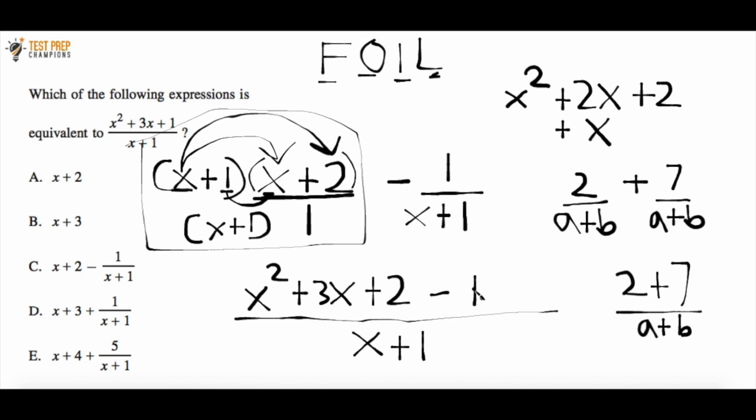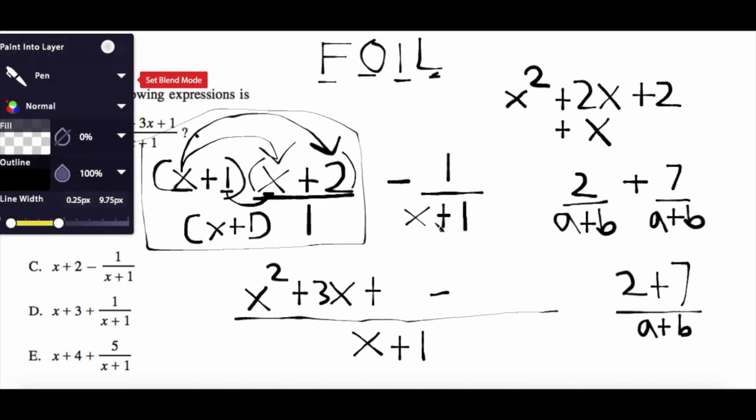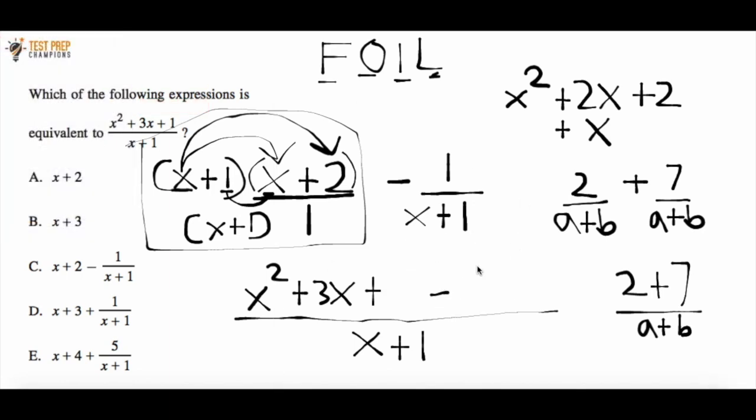Okay, so now the last thing I can do here is I've got 2 minus 1. 2 minus 1 is just 1. So let me just cross this out here. So the final answer here is going to be x squared plus 3x plus 1 divided by x plus 1, which means C is the right answer.